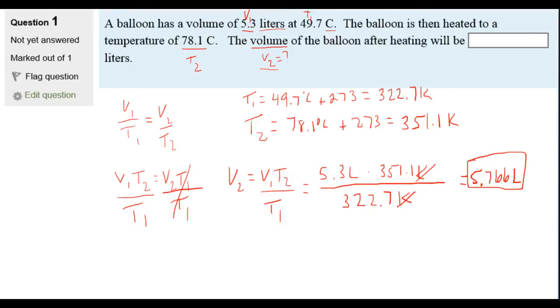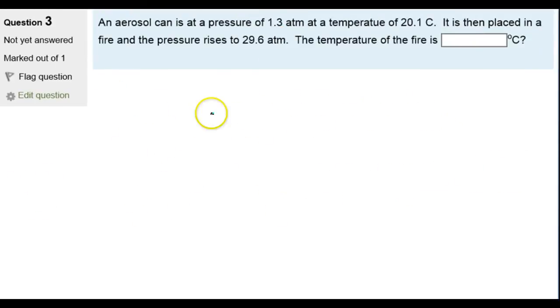Let's look at this next one here. In this problem, it says an aerosol can is at a pressure of this right here. So this is going to be P1. This is going to be your starting pressure.